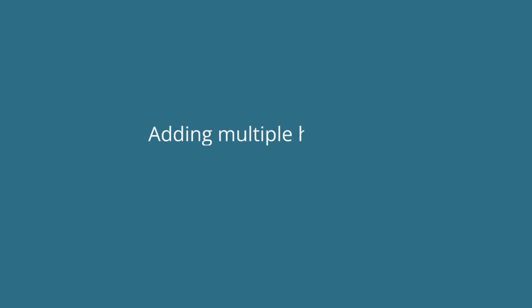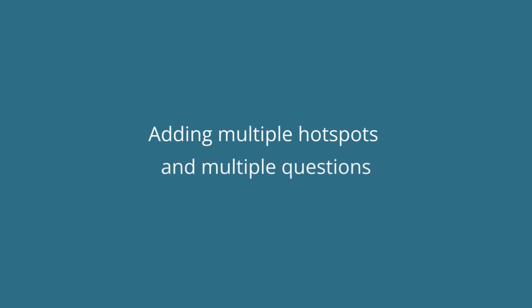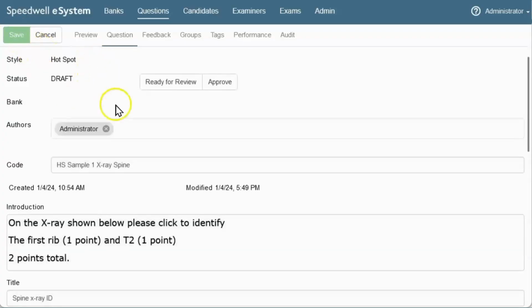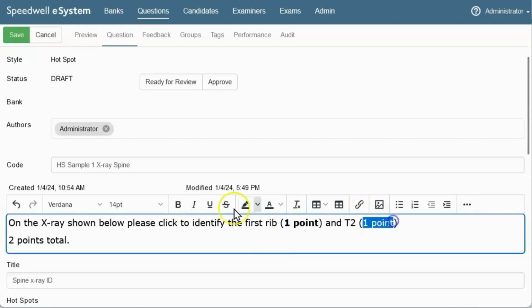I'd like to add another hotspot to the question I've already created, and I'd like to add another question as well. I've already started editing my question, so I'll finish that by just making some adjustments to the introduction.